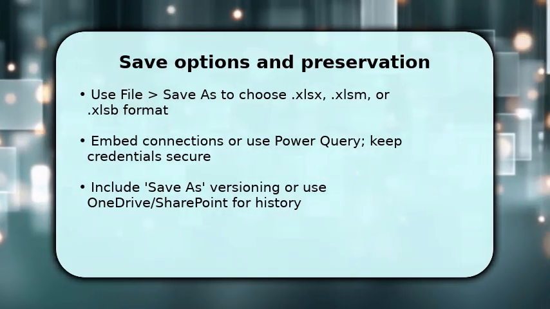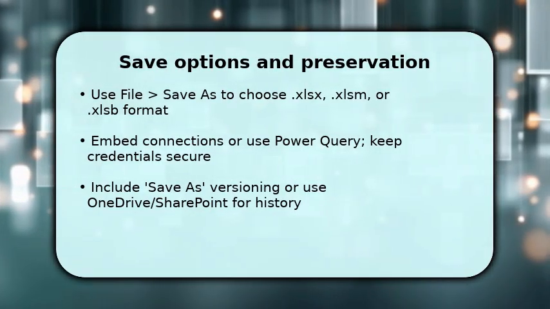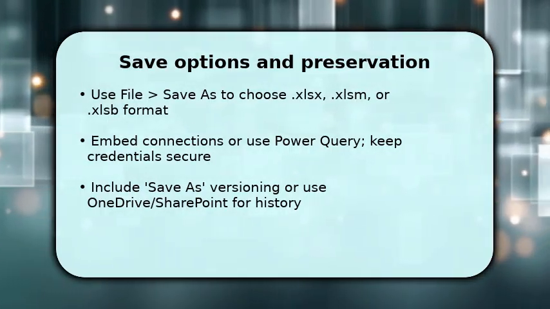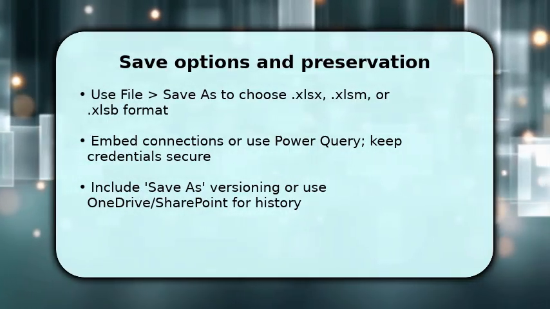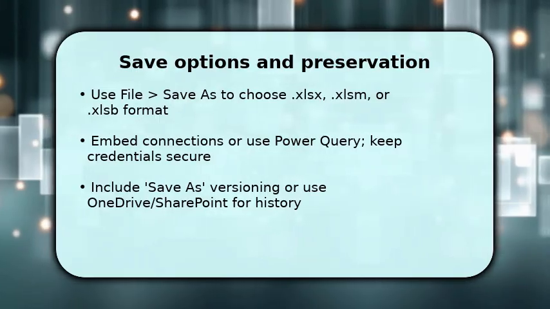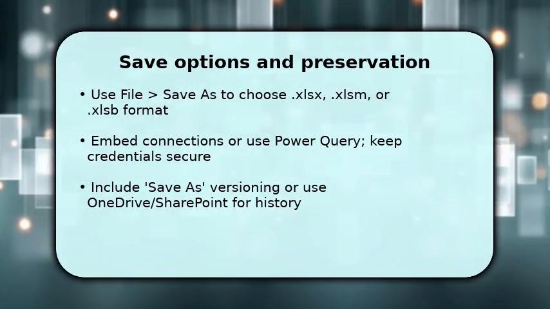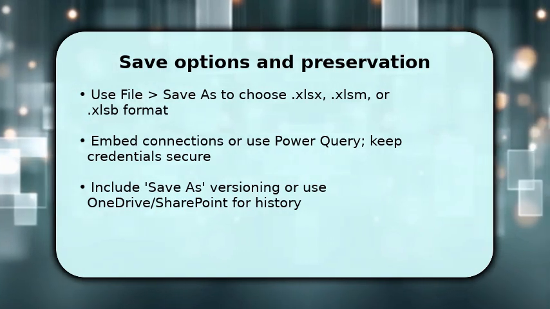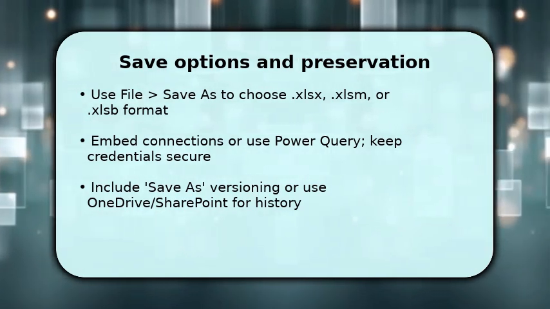If you rely on Power Query or external connections, decide whether to embed credentials or use organizational connectors so refresh works for others. Once chosen, you save as with a clear name and enable versioning via OneDrive or SharePoint. This preserves rollback points. Finally, test opening the saved file on another.